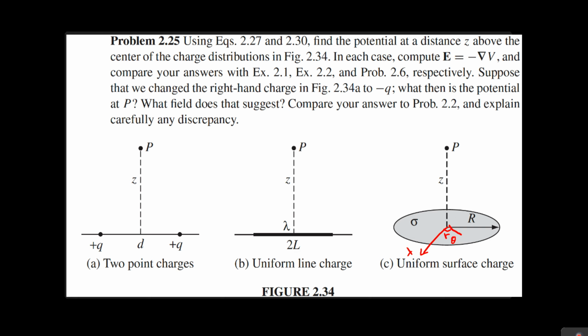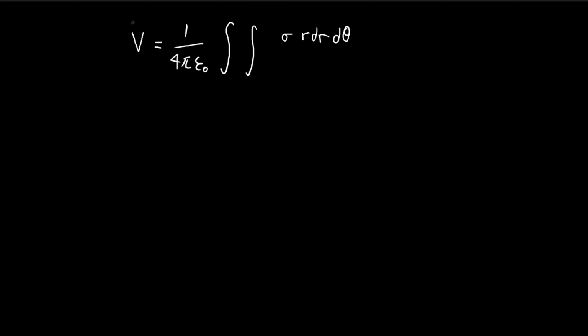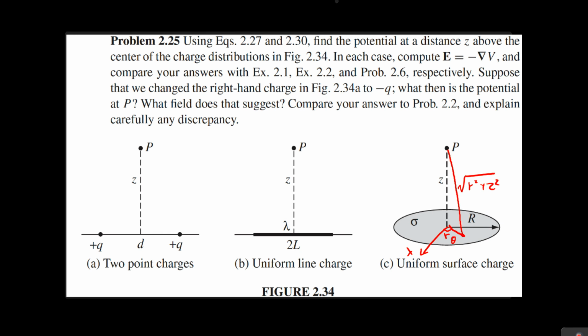And then we need to divide this by the distance. Let's say we're calculating this point, the distance is going to be this length over here. So if this length is r and this is z, then this length is going to be the square root of r squared plus z squared. Let's do just that. So divide this by the square root of r squared plus z squared. And then r goes from 0 to big R, and theta goes from 0 to 2 pi. And that essentially draws out the circle.